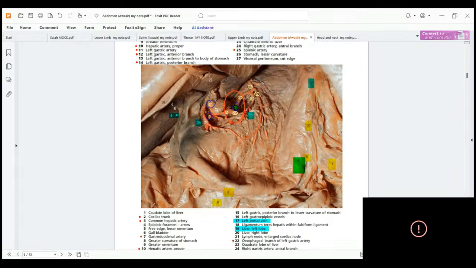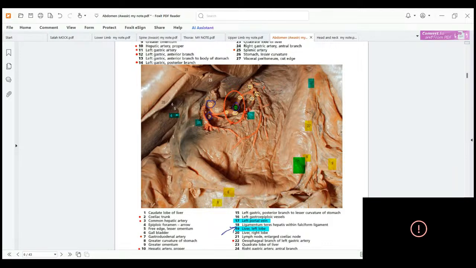Okay, I cannot see 19. 19 liver, also cannot see. Left lobe. 19, left lobe of the liver. It is not visible, maybe. I sent you the picture on WhatsApp. Okay.